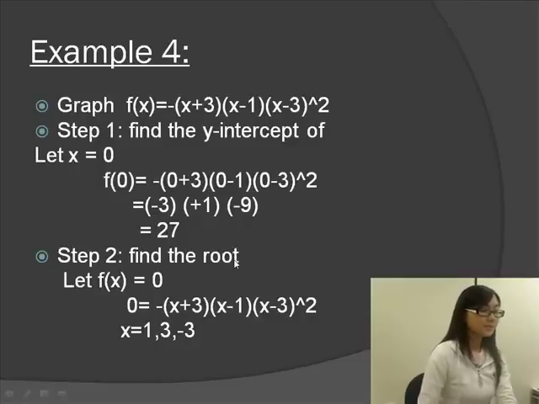Next, we have to find the roots, which are basically the x-intercepts. So at the x-axis, we know that y equals 0, which means that f of x equals 0. Then we plug that into the equation, which would give us 0 equals negative in bracket x plus 3, times in bracket x minus 1, times in bracket x minus 3 to the power of 2. That will then give us x equals 1, 3, and -3.